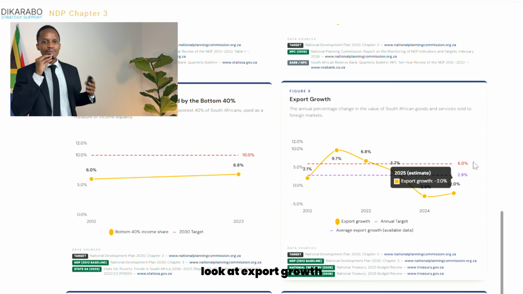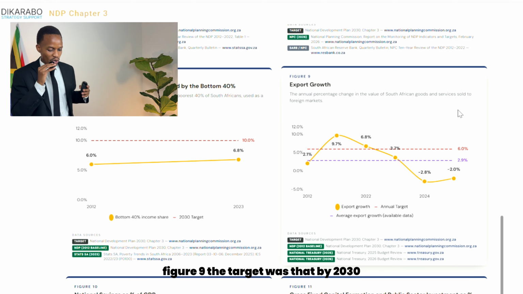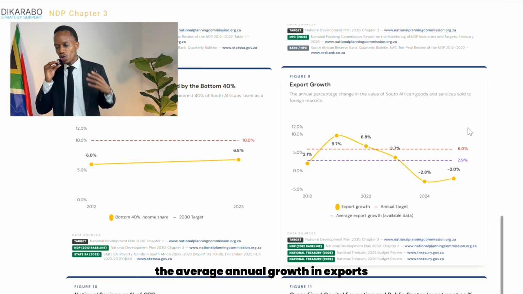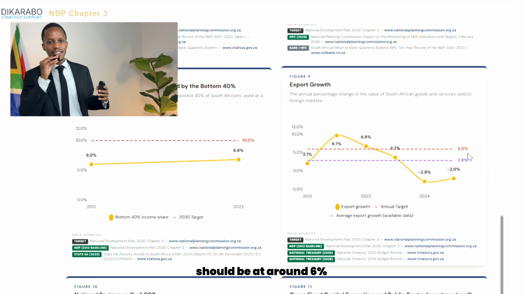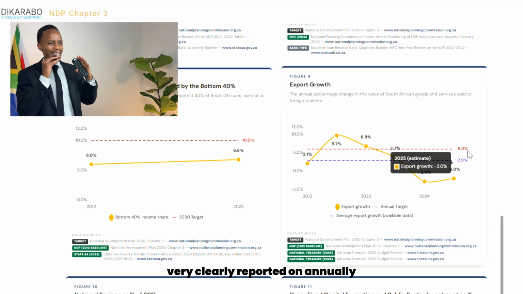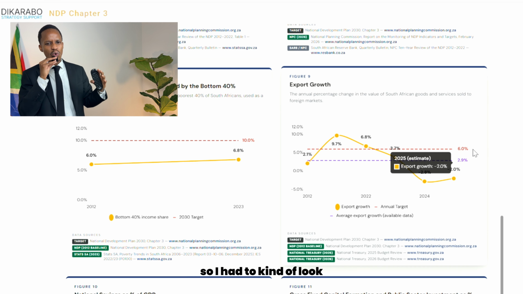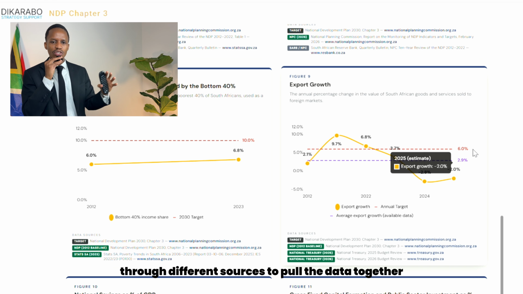Then if you look at export growth, figure 9, the target was that by 2030, the average annual growth in exports should be around 6%. Again, this target is something that's not very clearly reported on annually, so I had to look through different sources to pull the data together.